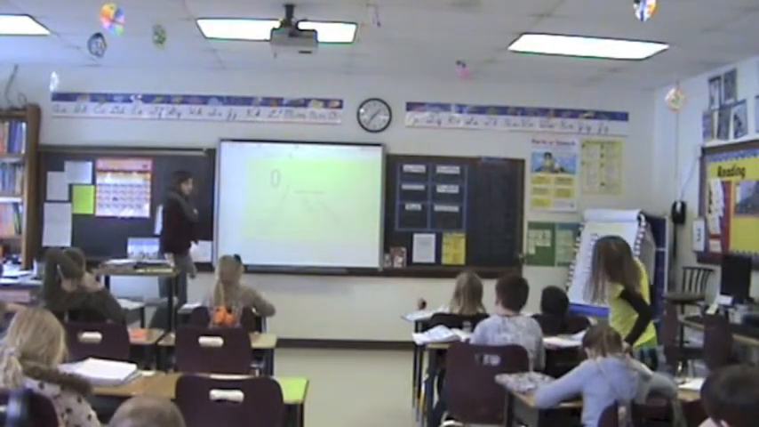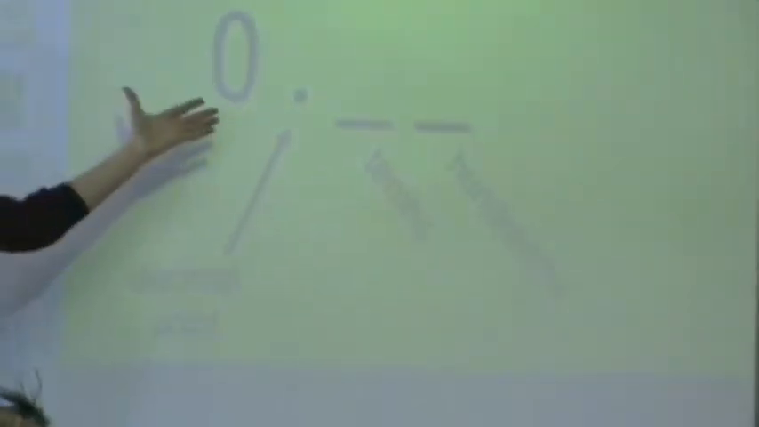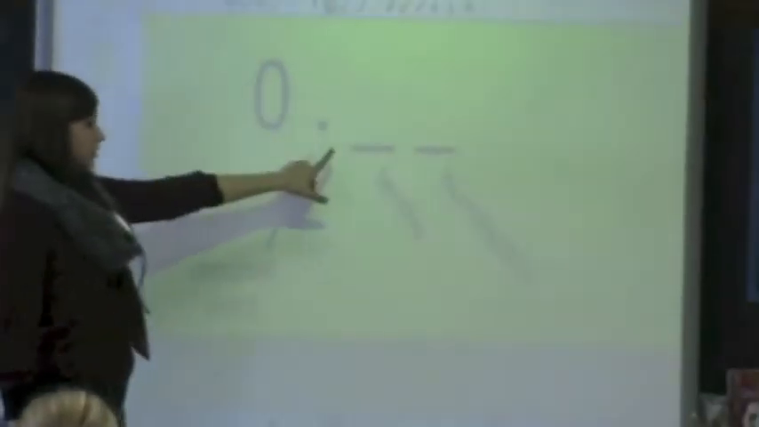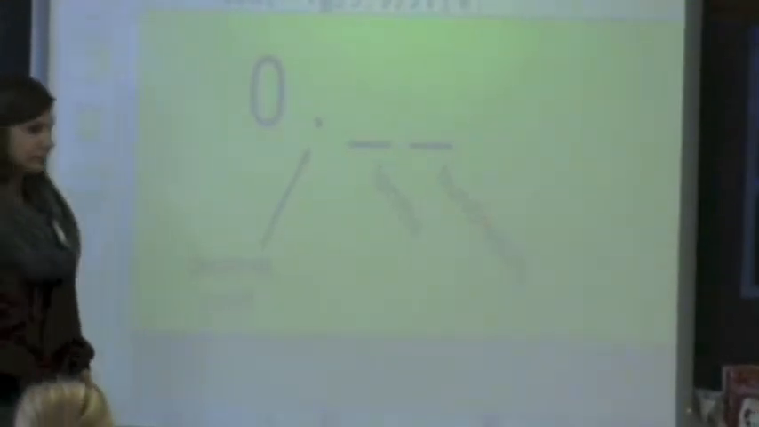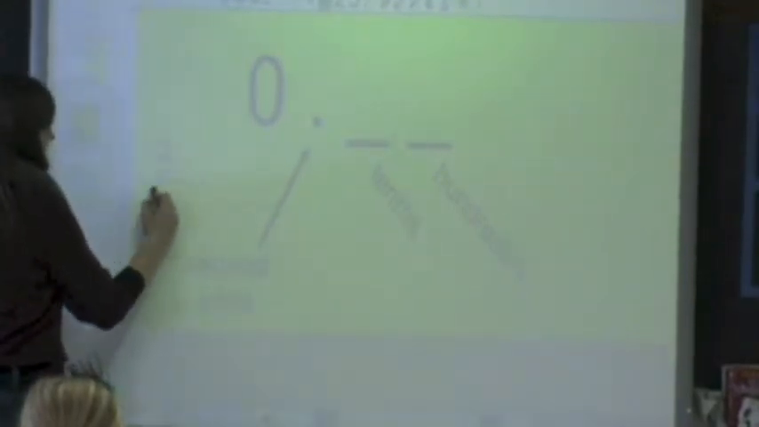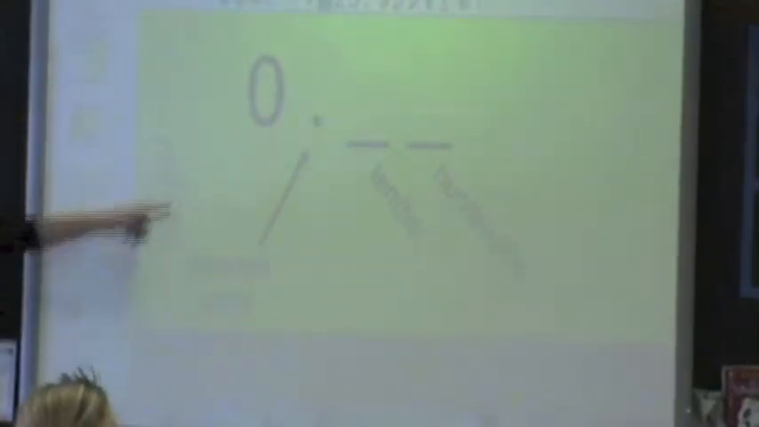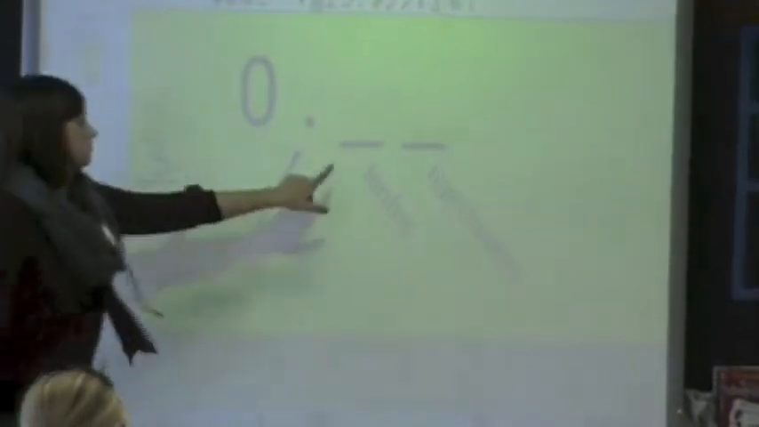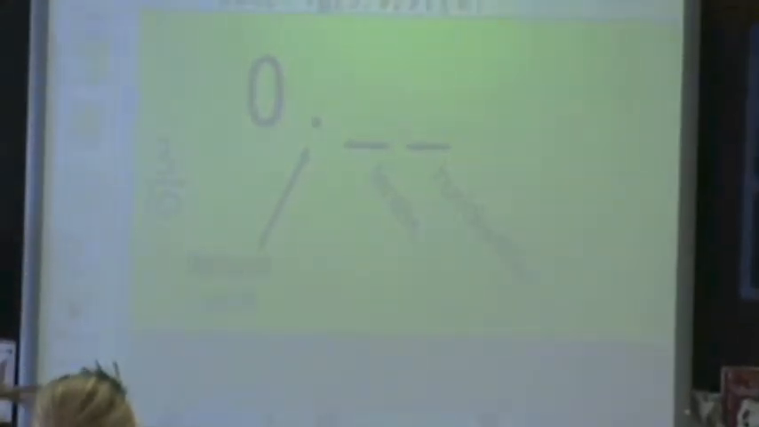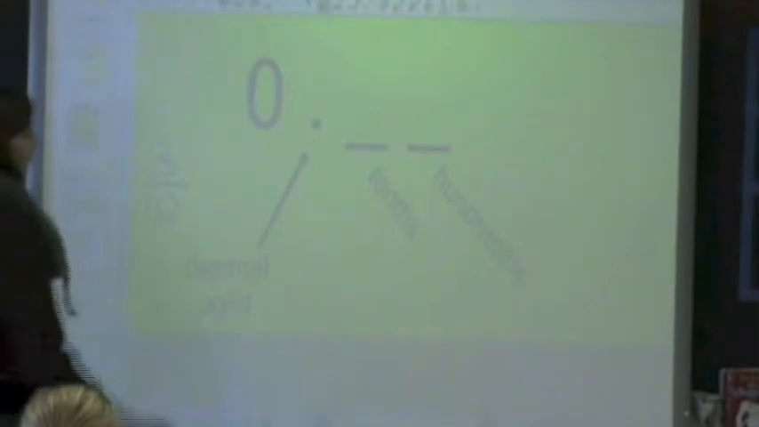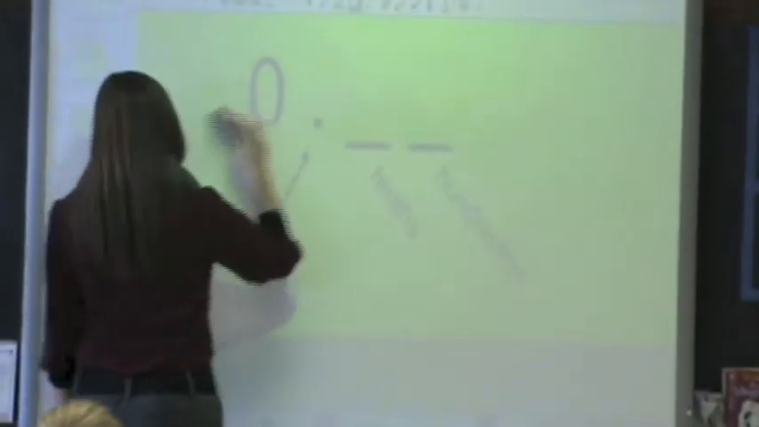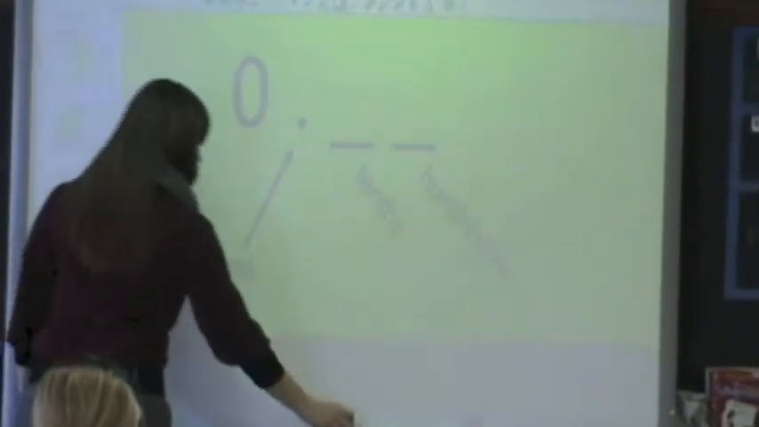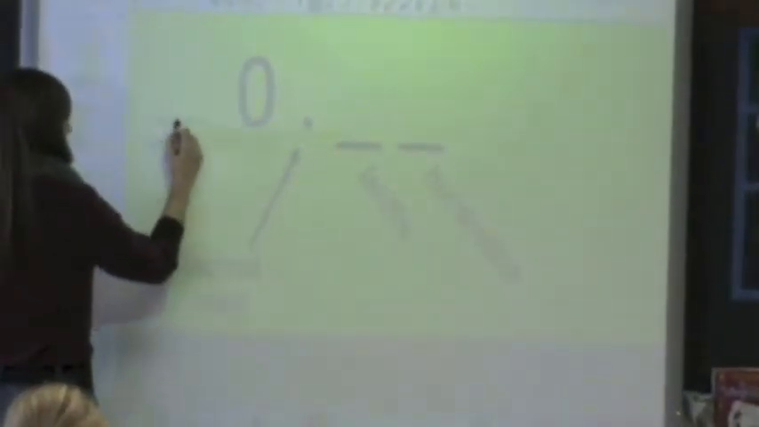Okay, so when you write a fraction as a decimal, here's what it looks like. If we don't have any whole, we're talking about 3/10. So 3/10 looks like this as a fraction. Where do you think my 3 is going to go over here? Elliot, where do you think it's going to go? Yeah, right here.